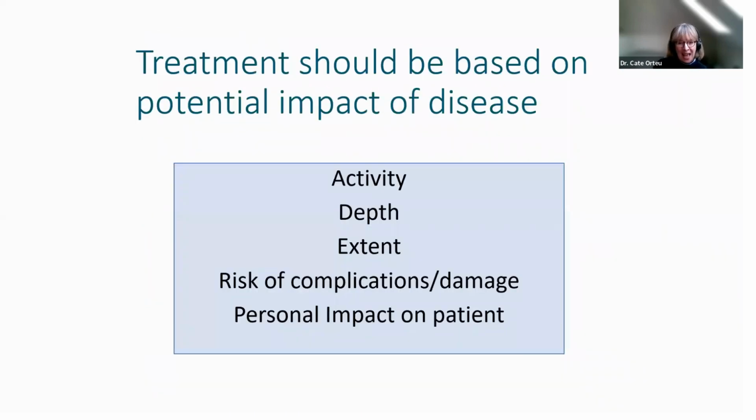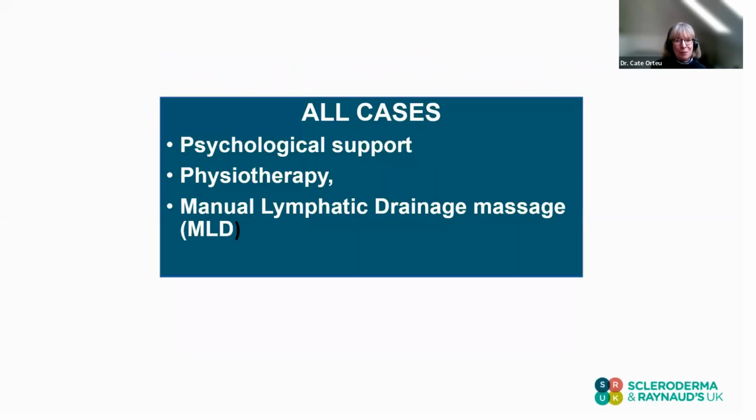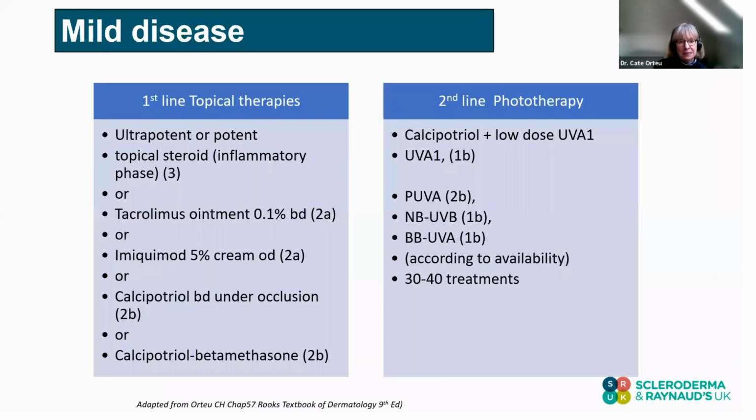So again, activity, depth, extent, risk of complications. Everybody needs psychological support. Most people need some physiotherapy, and manual lymphatic drainage massage is often very helpful. The topical treatments, so cream treatments, are first-line treatments if you have mild disease. So if you've got limited plaque disease or superficial plaque disease, even if it's a little bit more extensive.